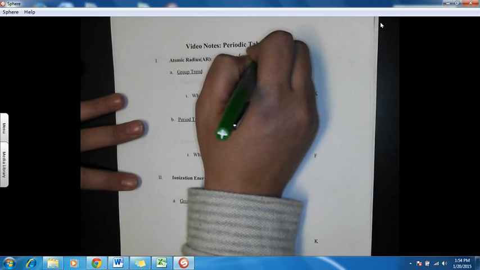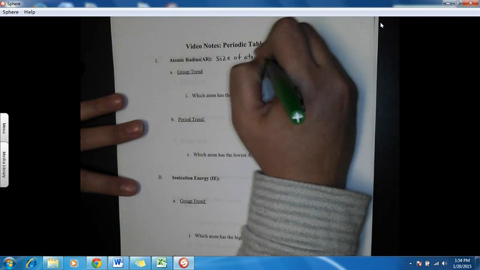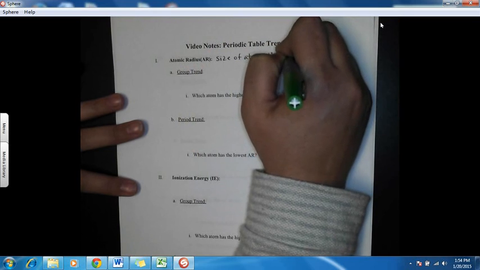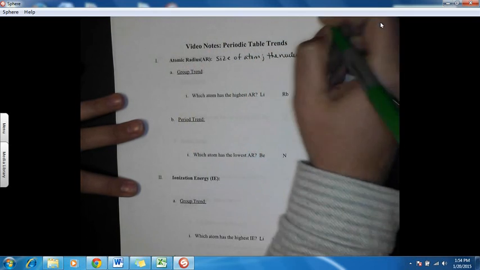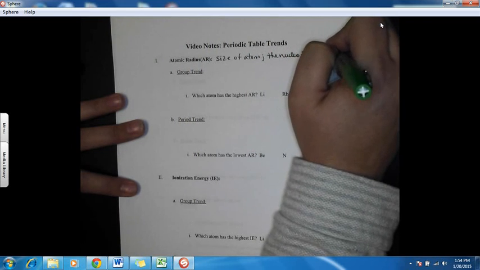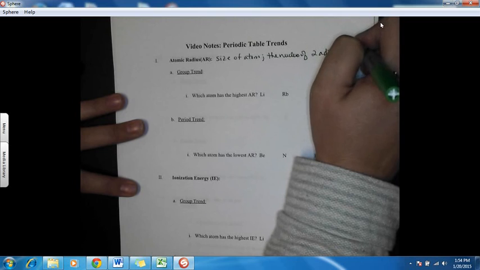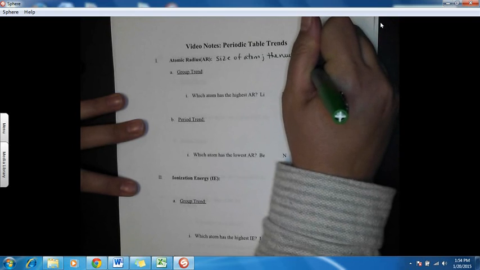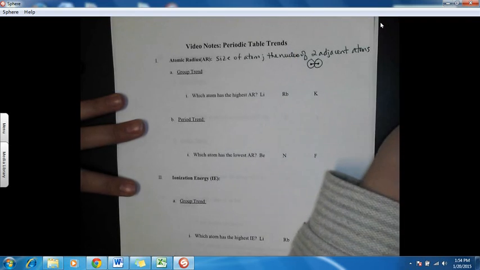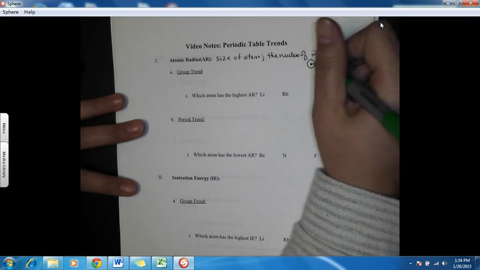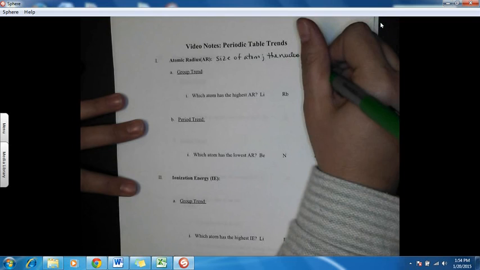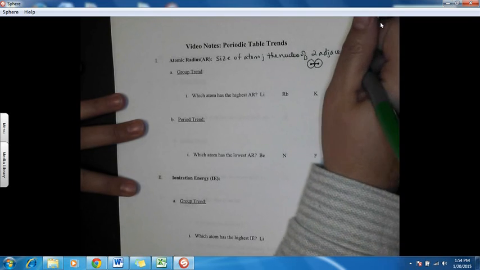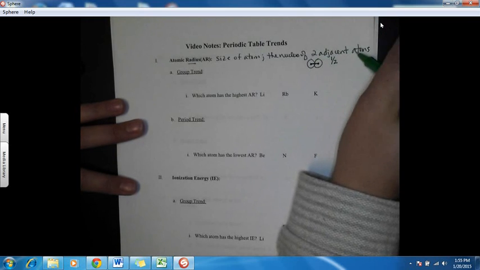And now we measure the size of the atom from the nucleus of two adjacent atoms. So if we have two atoms side by side and their nuclei here, we would measure the distance that way. Okay? And that would be the diameter. But 1/2 of that is the radius, right? So it is 1/2 the distance between the nuclei of two adjacent atoms.